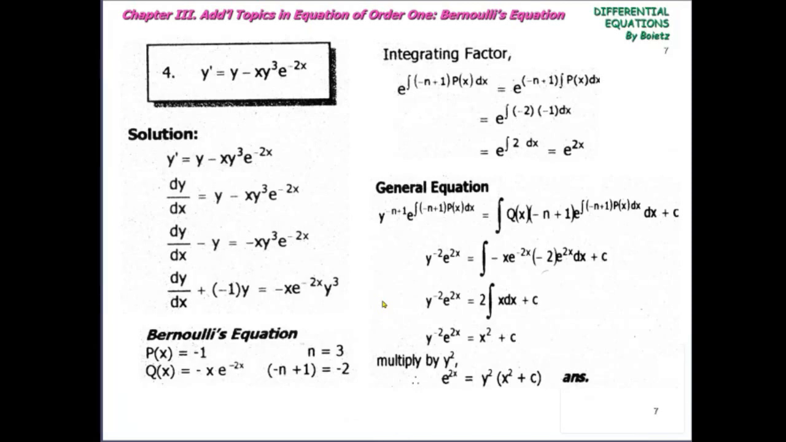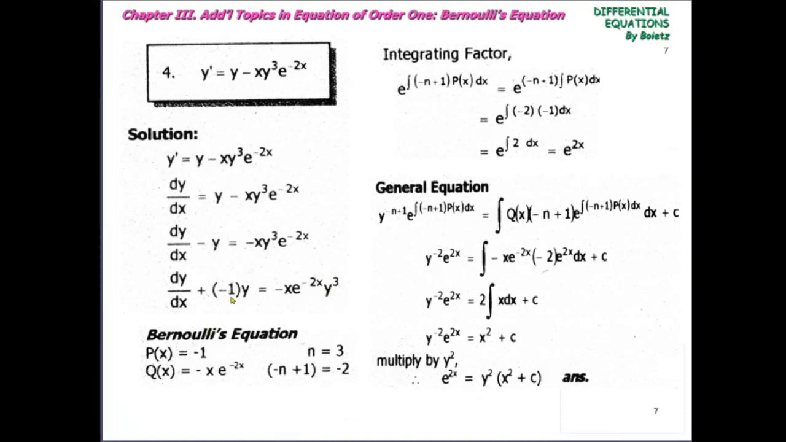Y prime is, pag may lumabas na y prime, tas ganyan, normally sa dy lang, sa y lang siya magiging Bernoulli's. So, this one is y prime, y minus xy cube, e to the negative 2x. So, ito, lipat sa kabila, magiging to. Then ito, simplify. Or, this is the same as plus negative 1y is equal to, tapos ito, negative x e to the negative 2x y cube. So, therefore, this one is Bernoulli's.